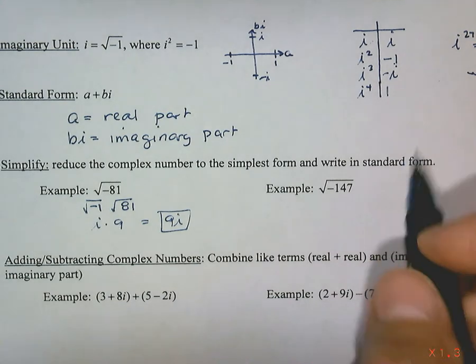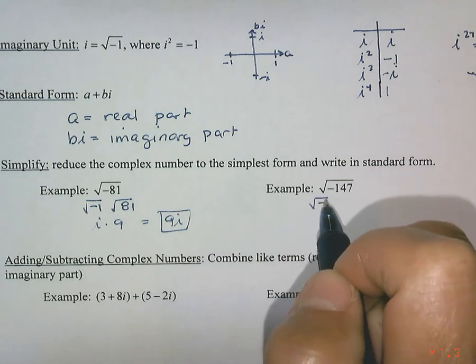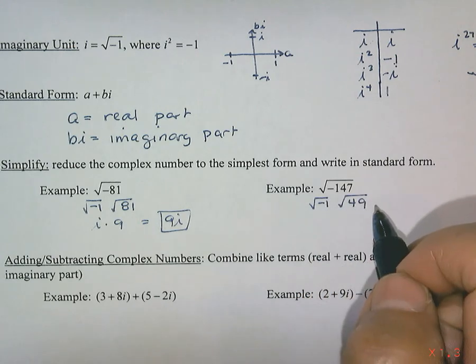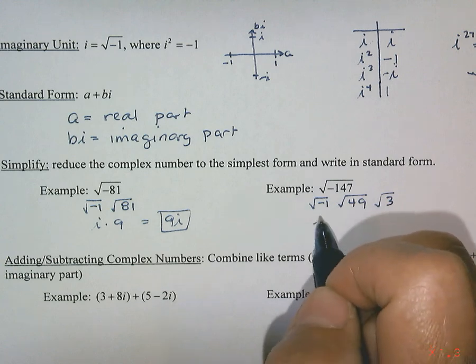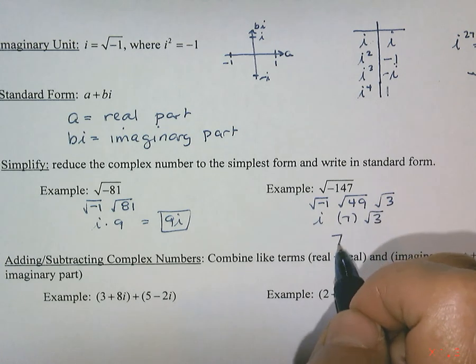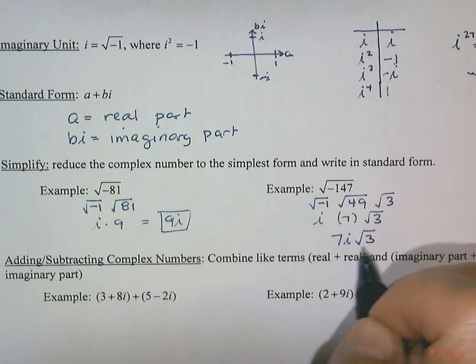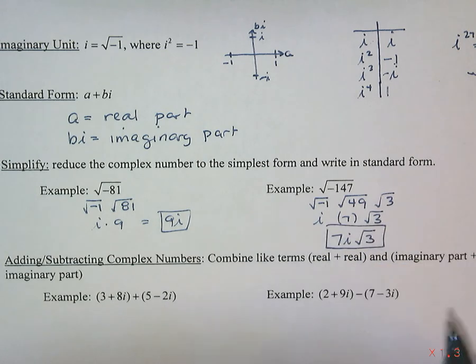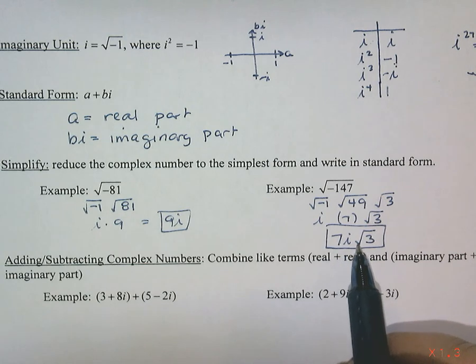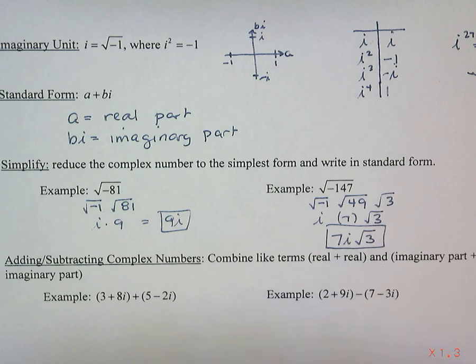Same thing with this negative 147. It'd be the square root of negative 1. 147 breaks down into 49 times 3. So I have i times 7 times the square root of 3. It's typically written as 7i square root of 3. And the main reason it's written like this, the i is usually before the square root symbol, before the radical, so that you don't think the i is underneath the radical.